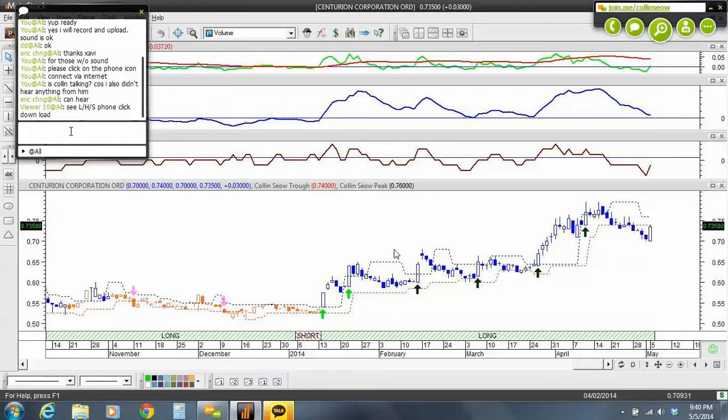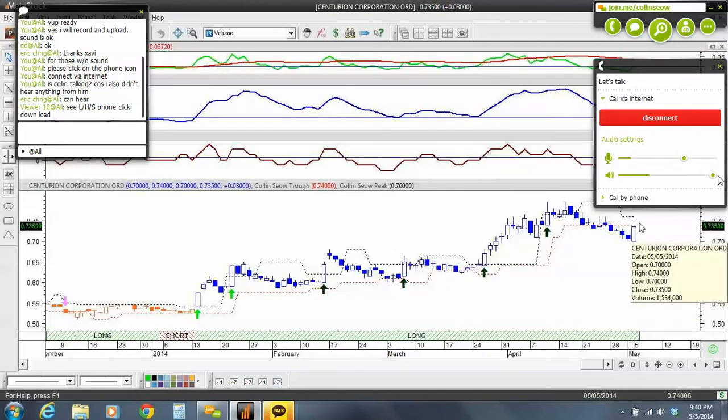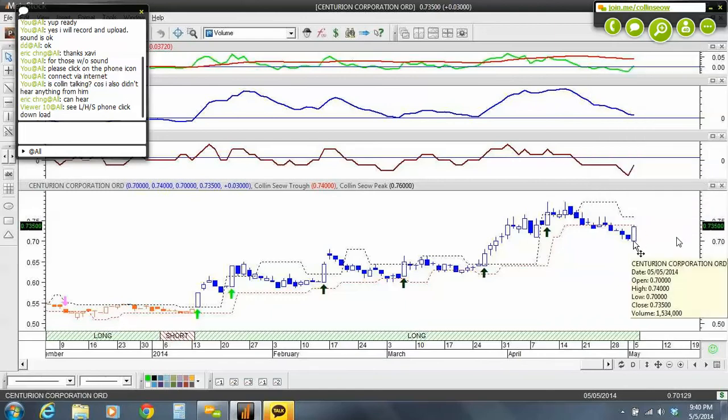For example, we have Centurion. So what do you think of Centurion? Even though it's a strong stock for the day, because of this candle today it appears on the strong list. Can you still buy Centurion? You can't, right? Because it has already broken through. So Centurion, we will take it out.